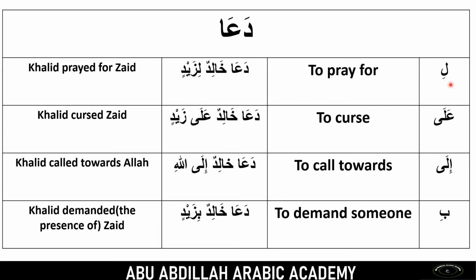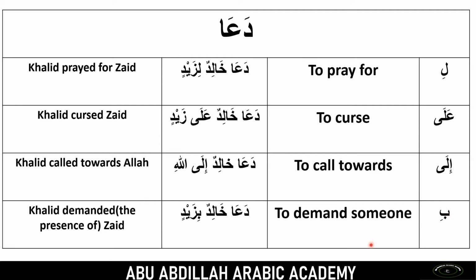So li along with da'a gives the meaning of to pray for, whereas ala with da'a gives the meaning of to curse for. Both of these give opposite meanings. Next, if you use da'a along with ila, it gives the meaning of to call towards. So if someone says da'a Khalidun ilallah, meaning Khalid called towards Allah, or Khalid is a da'i, so he is calling people towards Allah.